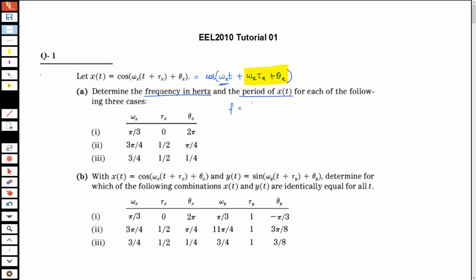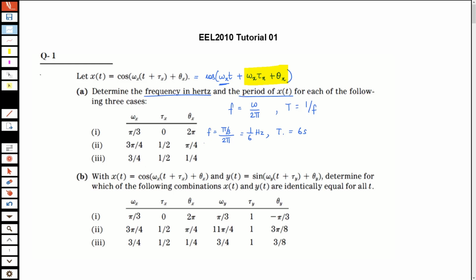Okay, what else do we know? We know that frequency is equal to omega upon 2 pi. Frequency in hertz is equal to omega upon 2 pi, where omega is in radians per second, right? And we also know that time period is 1 upon f. This is in seconds. So for the first case, very simply, we could say f is pi by 3 upon 2 pi. That means 1 by 6 hertz, and therefore time period would be 6 seconds. It's very important that you write the units correctly, and you do write the units for each answer.